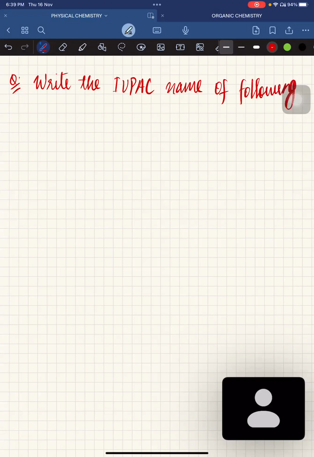Are you able to see the screen clearly, right? Let me know if there is any problem in reading. No problem.